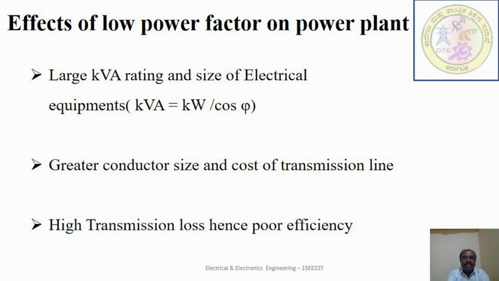Okay. Third point is high transmission loss, hence poor efficiency. The large current at low power factor causes I square R losses in all the elements of the supply system. If power factor is low, the current drawn by the equipment increases. As the current drawn increases, the losses will also increase. The losses are defined as I square R, the current squared into R. This results in poor efficiency.